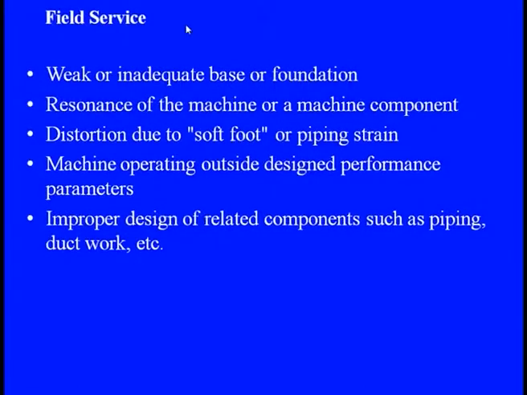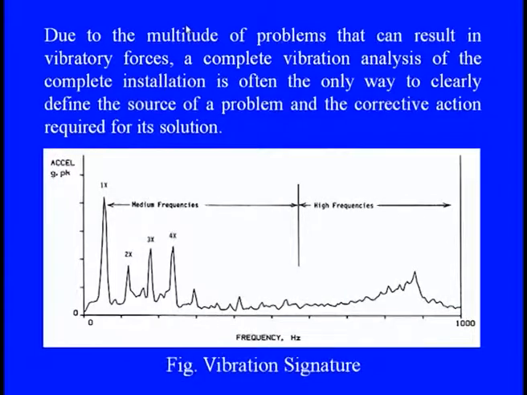The distortion can also occur in the field due to service conditions or anything else, such as the design parameters in the piping part. An improper design for any component can raise the vibrations in that. So we can see that there are two main categories, the medium and the high frequency in that spectrum. And due to multi-attribute problems, it can create various types of vibration forces. The complete vibration analysis gives a clear indication about the different levels of peaks, the energy, or the amplitude of vibration at the low and high frequencies.